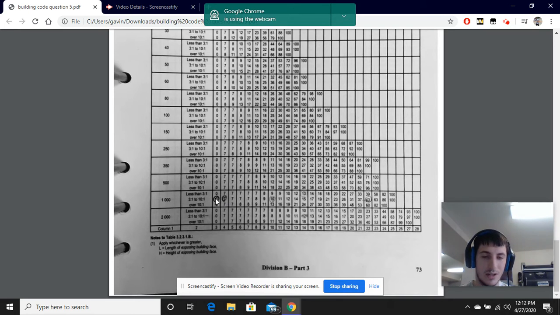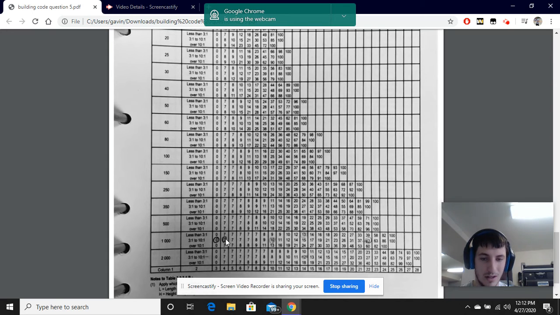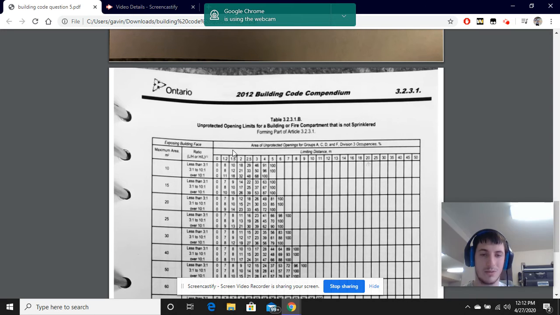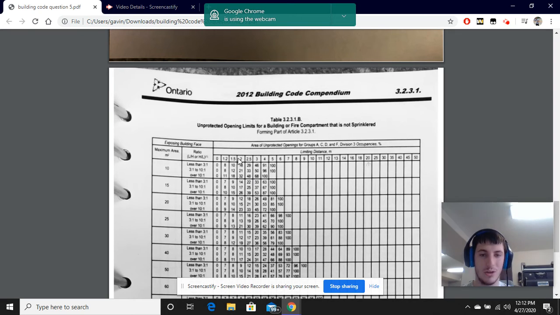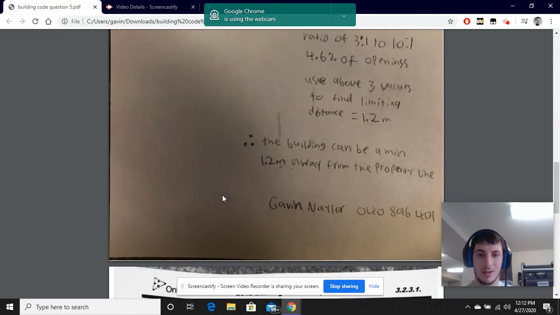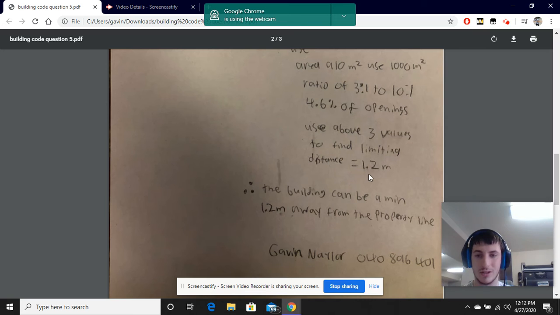Since it's more than 0 but less than 7, you can use the 7 column because this allows up to 7%, and so do the ones after it. But here's the thing: you want to use the smallest distance away from the property line as the limiting distance, and that would be 1.2. So this means that's the minimum distance away from the property line. You can still be 10, 11, 12 meters away with the same 4.6% of unprotected openings, but you can't be any closer to the property line than 1.2 meters. So you use the above 3 values to find the limiting distance is 1.2 meters.